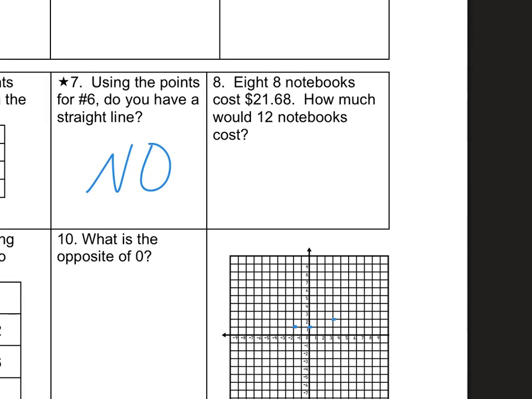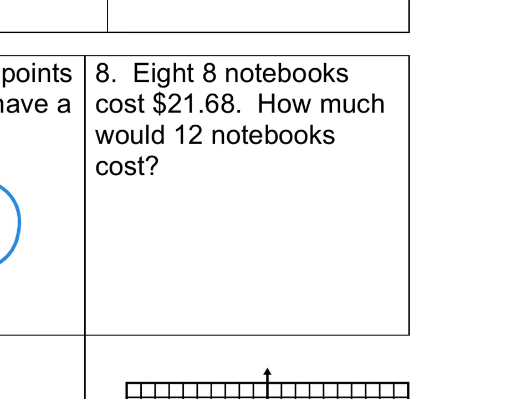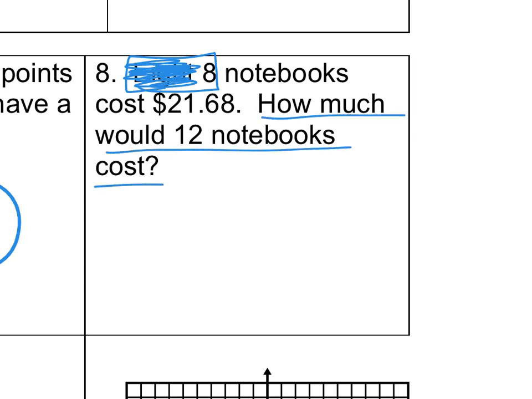And let's move over to number 8, which is all about 8. 8 notebooks cost, okay, that's got to be some sort of typo. I'm just going to cross off this. I'm just going to say 8 notebooks cost $21.68. How much would 12 notebooks cost? So we've got notebooks and cost, and we're going to say that 8 equals 21.68. I don't need the dollar sign because I labeled it up top. And I need to get to 12.